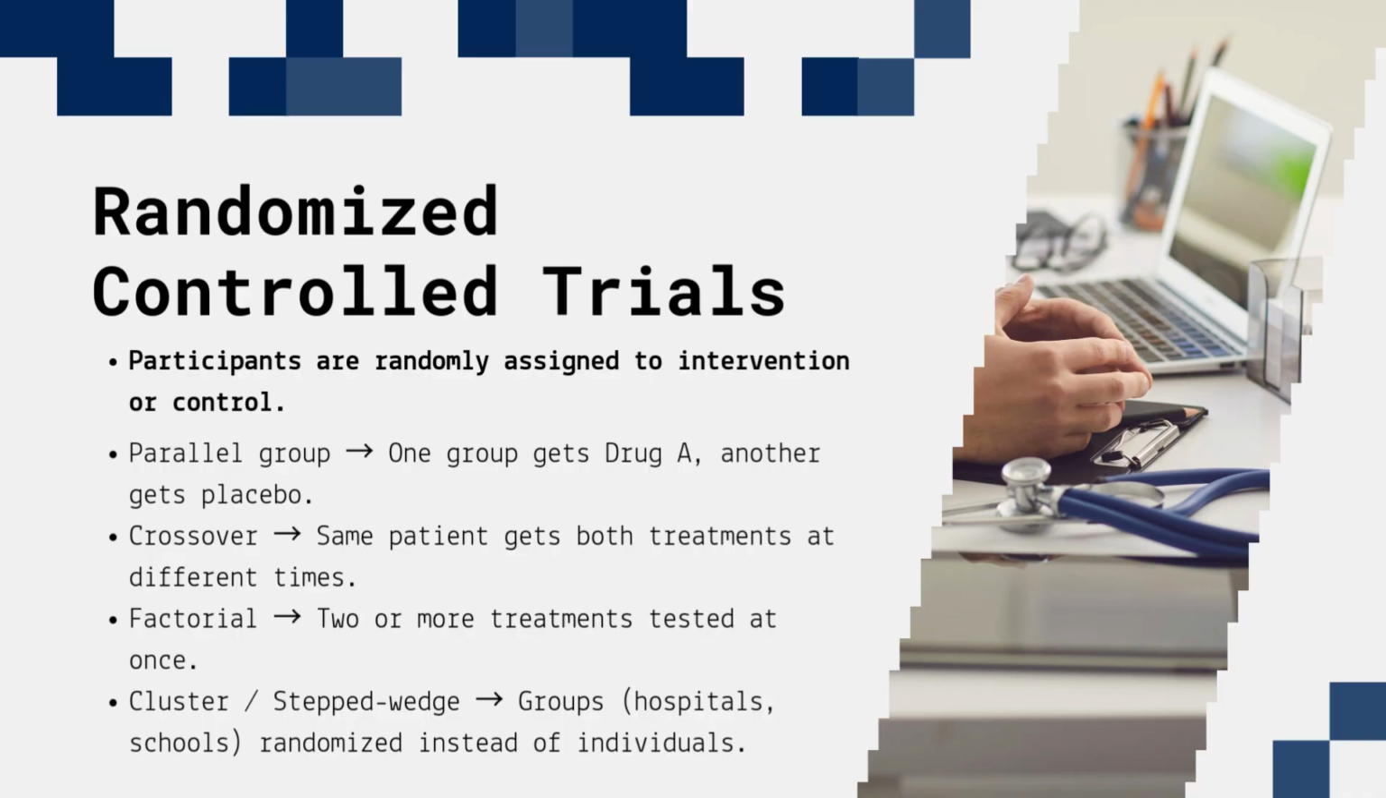Factorial trials. Here, researchers test two or more interventions at the same time in different combinations. For instance, one group gets drug A, another gets drug B, a third gets both, and a fourth gets neither. Cluster randomized trials. Instead of randomizing individuals, entire groups are randomized, such as hospitals, schools, or communities.